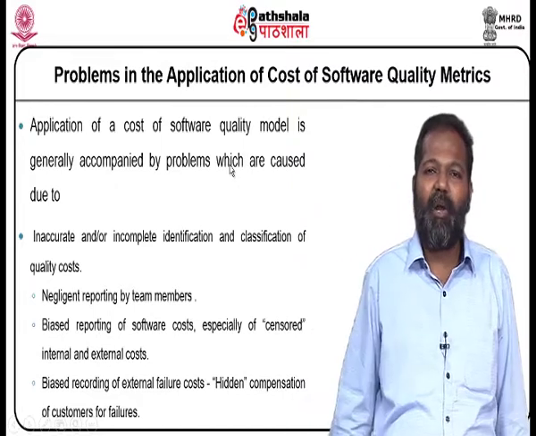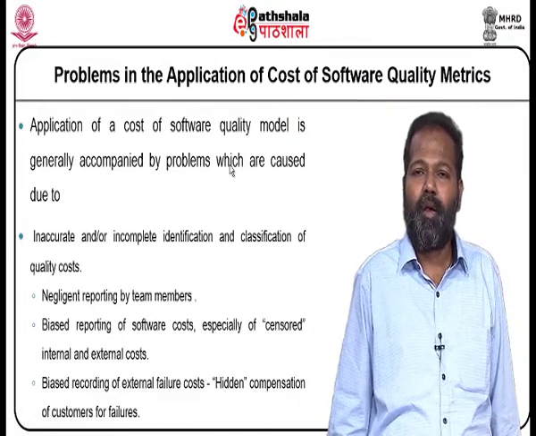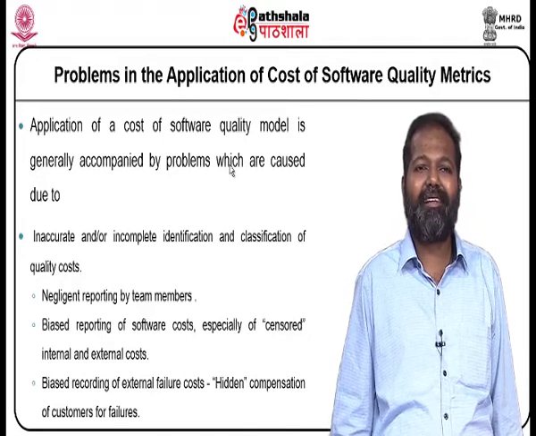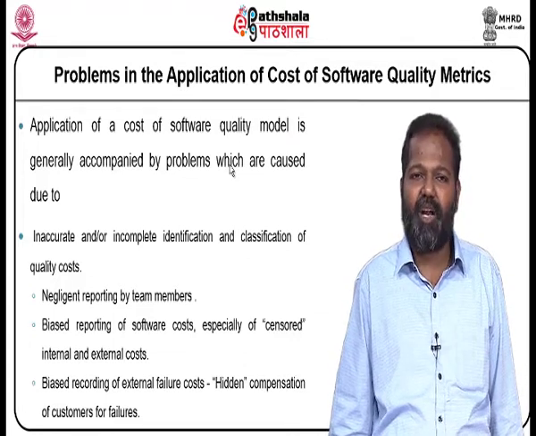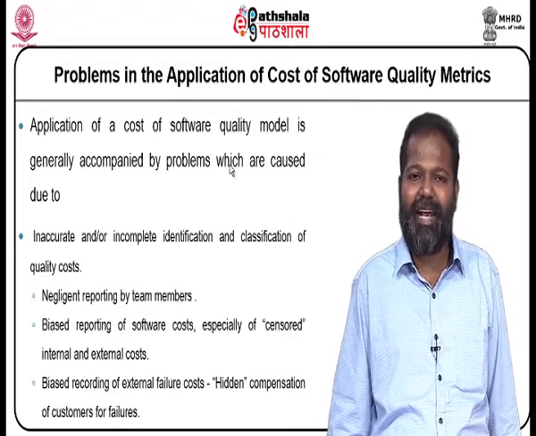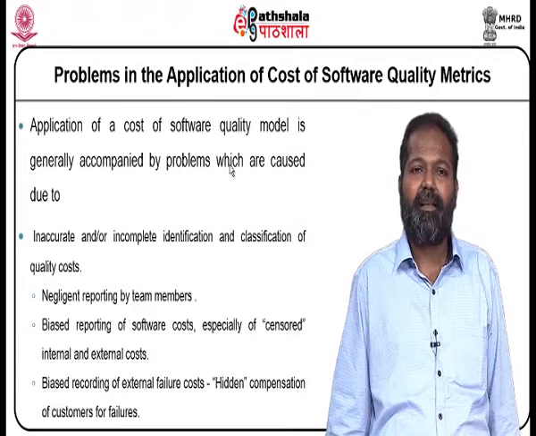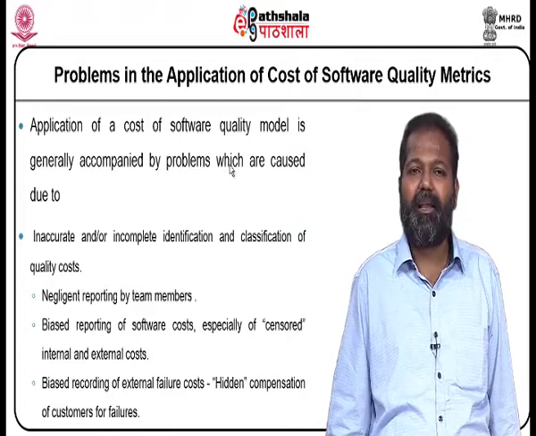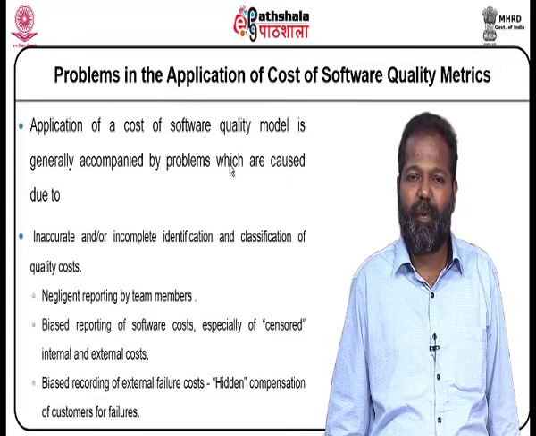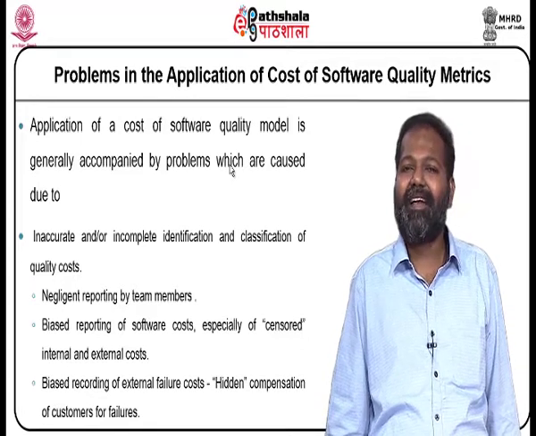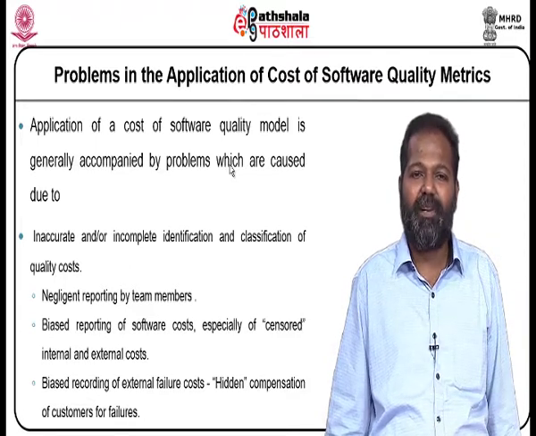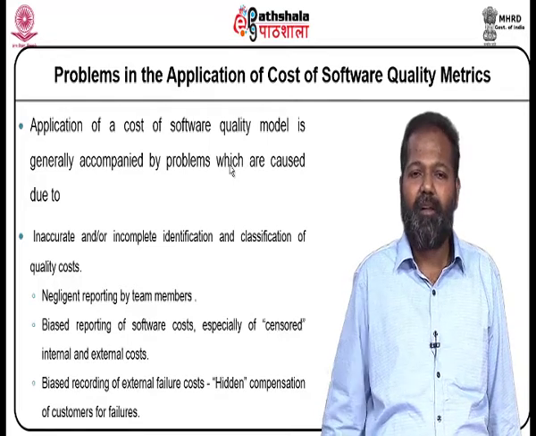Problems in the application of cost of software quality metrics. Application of a cost of software quality model is generally accompanied by problems which are caused by inaccurate or incomplete identification and classification of quality costs, negligent reporting by team members, biased reporting of software costs, especially of censored internal and external costs, biased recording of external failure costs, and hidden compensation of customers for failures.